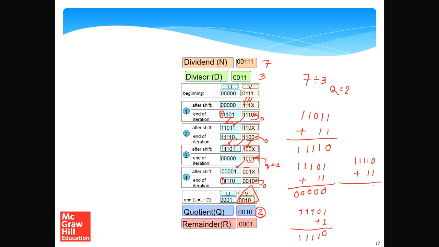So this is 0 plus 1 is 1. 1 plus 1 is again 0, carry a 1. So the rest will be all zeros. That's the reason we see 0, 0, 1 here. So 0, 0, 1 is the remainder, right? So the remainder is 1 and the quotient is 2.